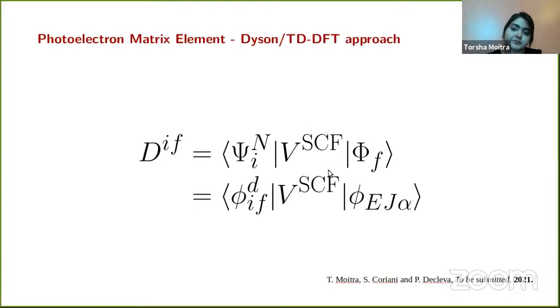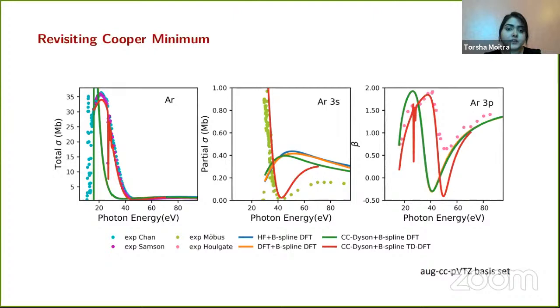Thus, the DIF term is the overlap of the Dyson orbital with the continuum wave function connected by the VSCF term. This has been implemented in the Tyrasia code, and the results that I will show afterwards are yet to be published. So the first thing we did was we revisited the Cooper minima of argon.